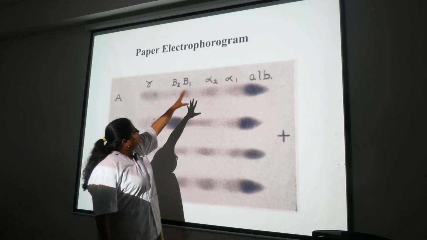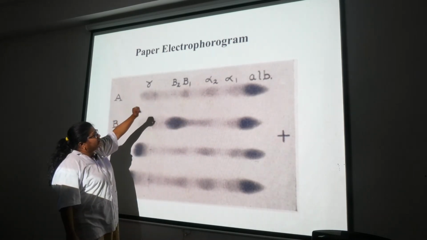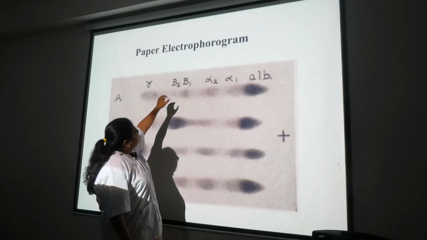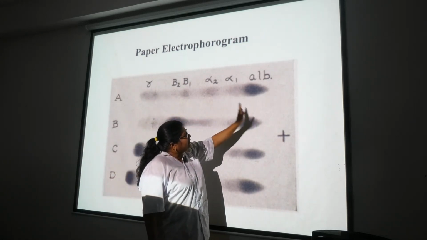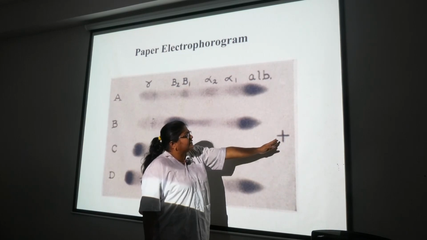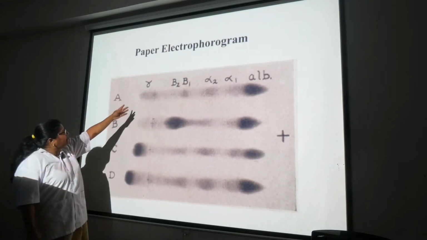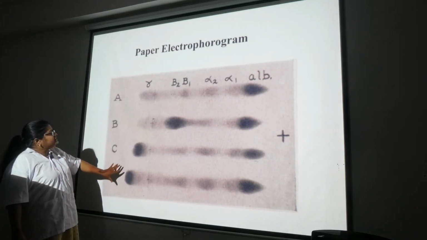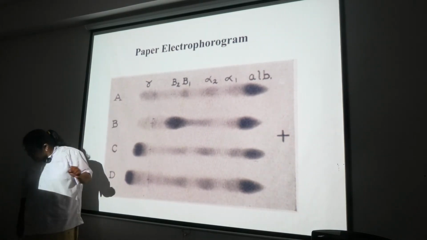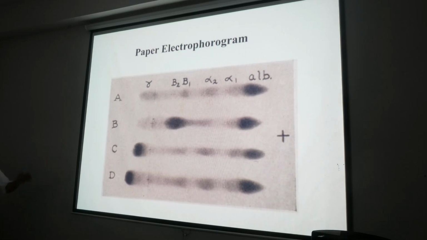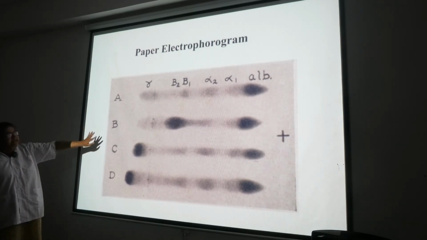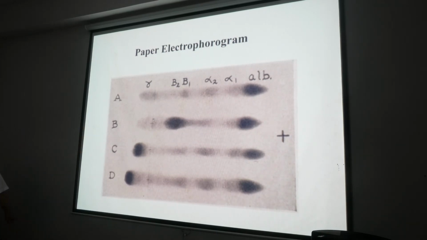Here is the serum electrophoresis of protein. Albumin moves farthest towards the anode, then alpha 1, alpha 2, beta 1, beta 2 and gamma. Gamma is close to the site of origin, and here is the negative side, the cathode.